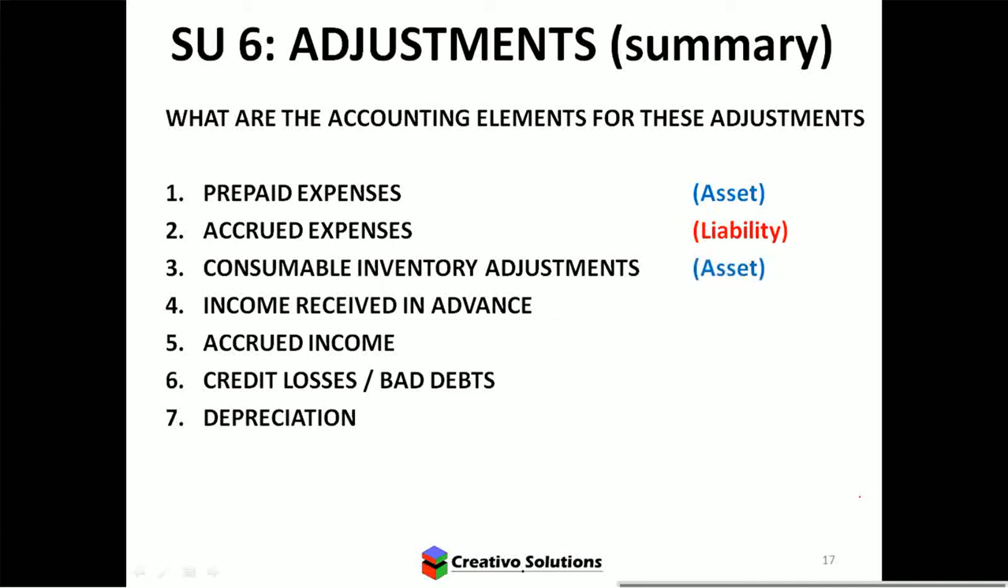Right, what is income received in advance? It's a liability. Why? Because we owe them the service or product or whatever. Perfect. So you've received income that you haven't earned. Once we've earned it, then it's ours, right? Okay, so income received in advance is a liability. Great. Accrued income?